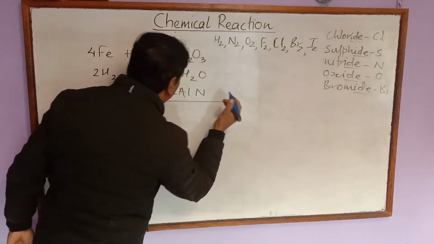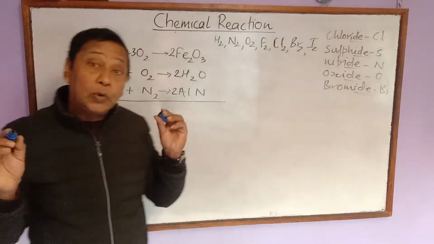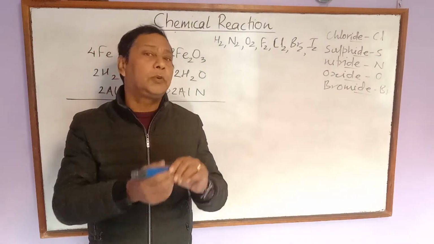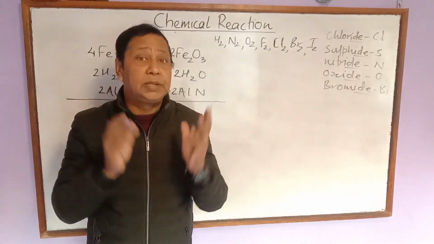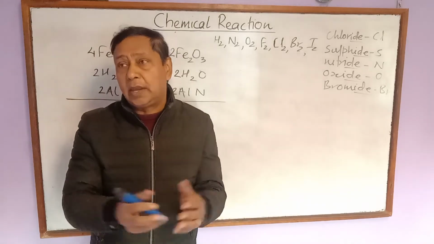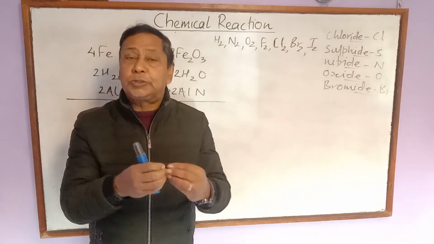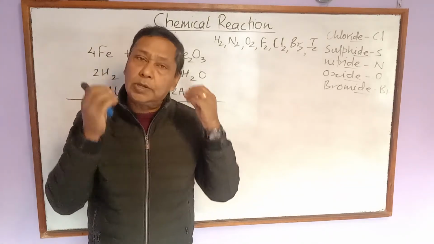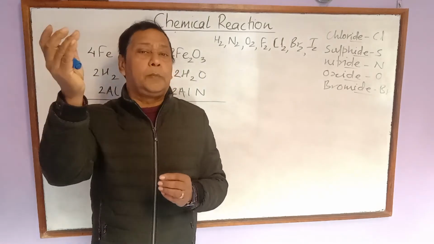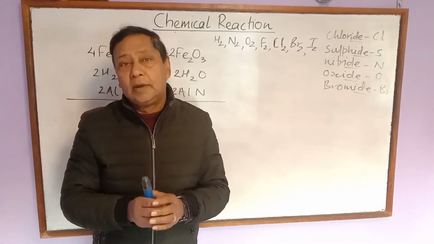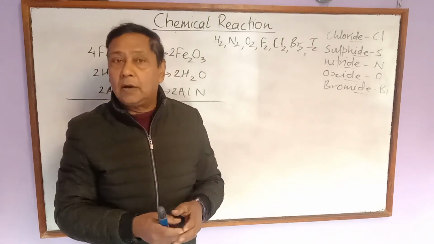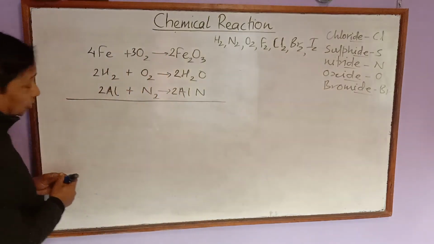Let's take some examples of decomposition reaction. Decomposition reaction is just the opposite of the combination reaction. We can define it this way: when a compound splits up into 2 or more than 2 elements or other compounds, then that is called decomposition reaction, or sometimes dissociation is also told.